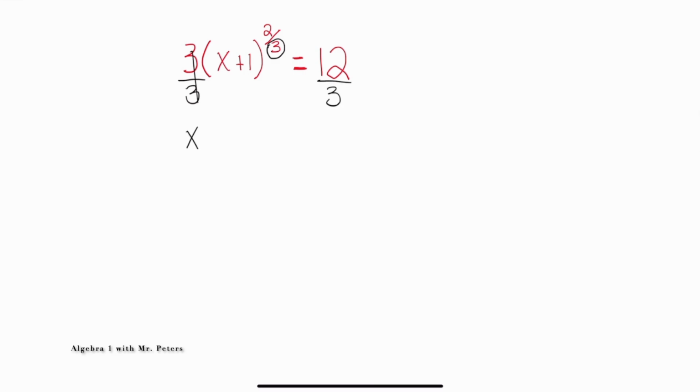So after we isolate, we're going to have (x plus 1) to the 2 over 3 power is equal to 4. So like the previous problems, we have to get rid of our rational exponent. So to do that, we're going to multiply by the reciprocal, which is 3 over 2, right? Apply that to the other side. So now we're left with x plus 1 is equal to 4 to the 3 over 2 power. Now at this instance, we have an even index, even root.